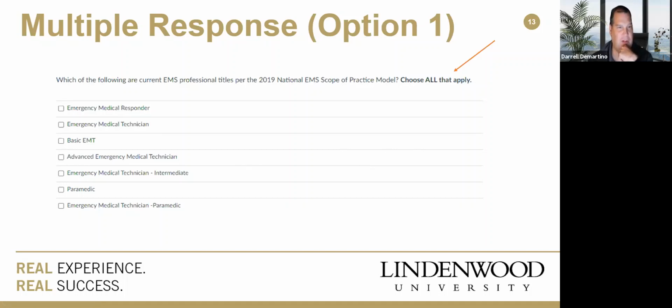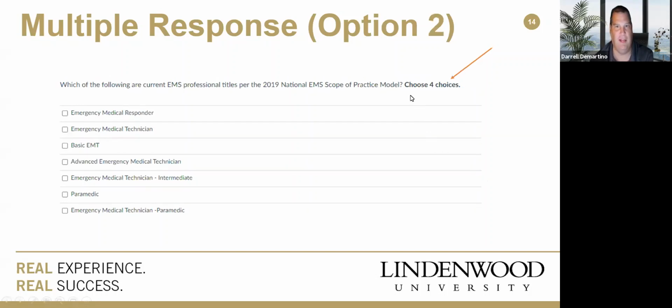There's some literature out there that says choose all that apply is not always the best way to evaluate. And on a high stakes exam, instead of saying choose all that apply, you're more likely to see an option that says choose 4 choices. So now we're not tricking, I don't really want to say tricking the candidate, but in this case, we're actually telling them that there are 4 correct answers. What makes it more challenging is they have to know which 4 are the correct answers.